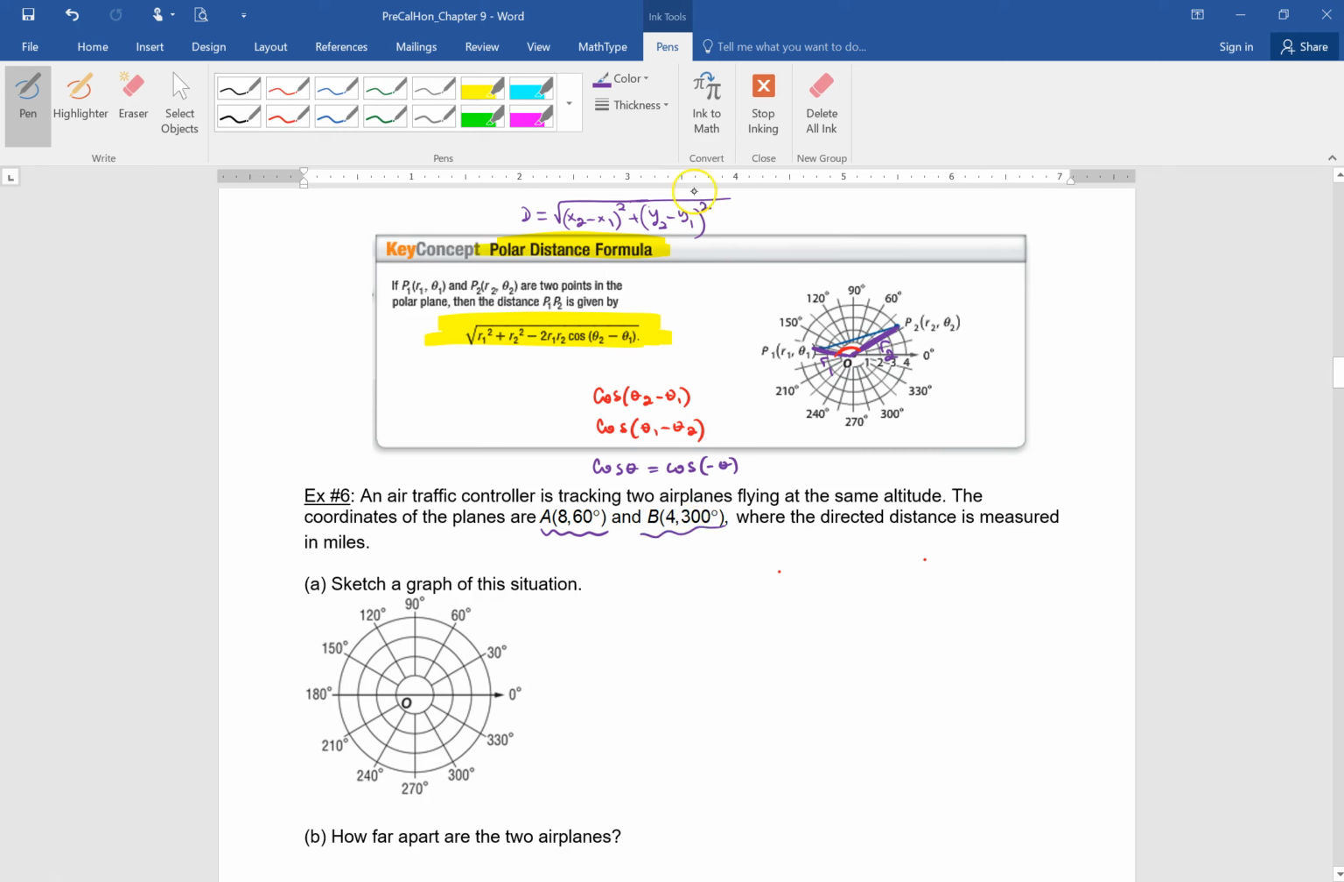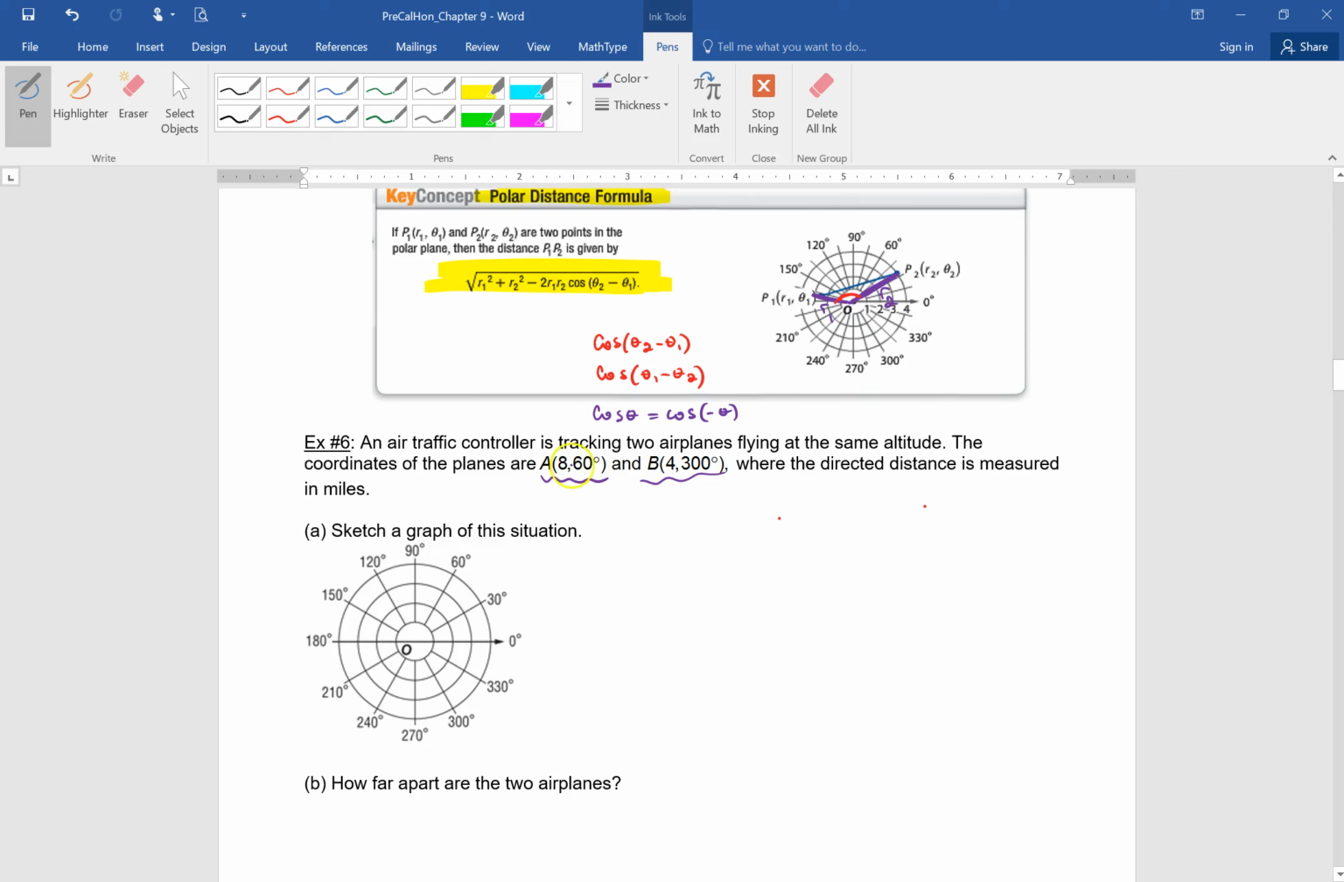So first it says to draw the graph of the situation. All right, so where is plane A? Now we're going by 4s and 8s, so I'm going to calibrate this so that it goes up by 2s. This one is 60 degrees and radius of 8. So we're at 60 degrees here. 2, 4, 6, 8. There is plane 1.